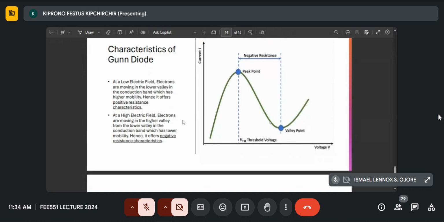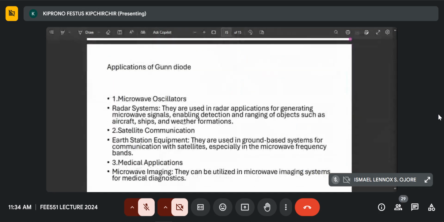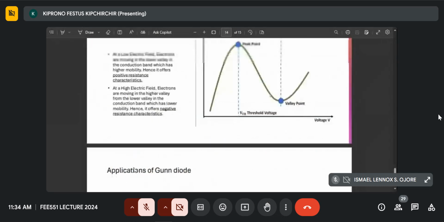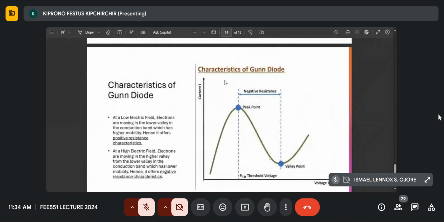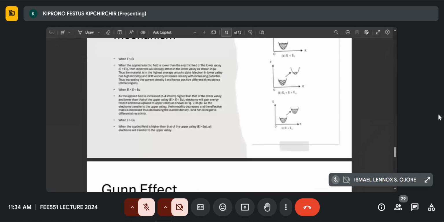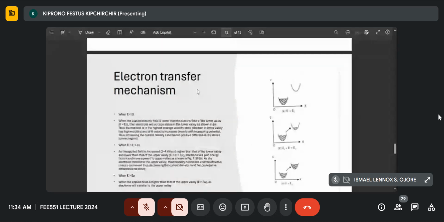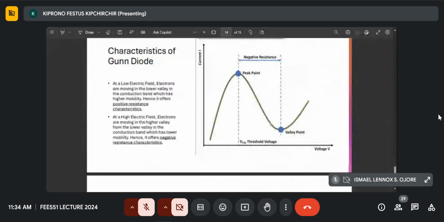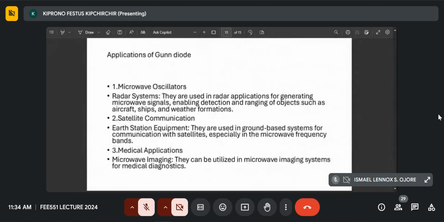So finally, we have the applications of Gunn diode. All these applications, the first, second, and third, build on this characteristic, the Gunn effect and the electron transfer mechanism. So the first application is microwave oscillators.